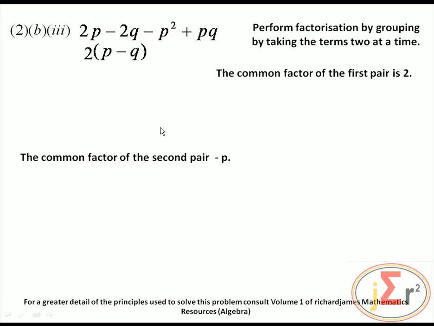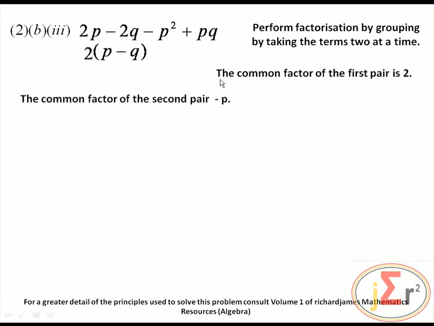We will then take the common factor of the other two terms, and we will use the sign that begins the second pair. So the sign that begins this pair is a negative sign, so we are going to take that sign. Along with the sign, we will take the common factor of the two terms. And of course, the common factor in this particular case is p, because p can go into p squared and p can go into pq. So the common factor in this case is p, and we are going to accompany that by the sign that begins the second pair.